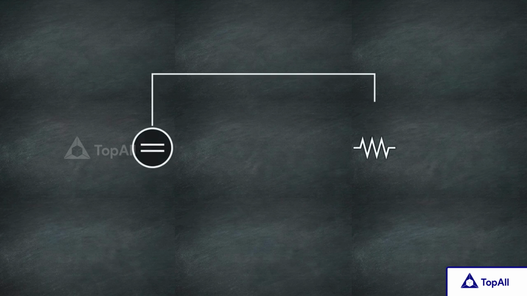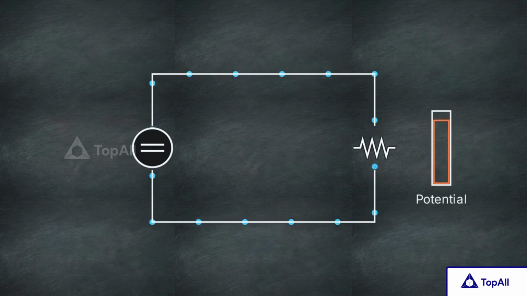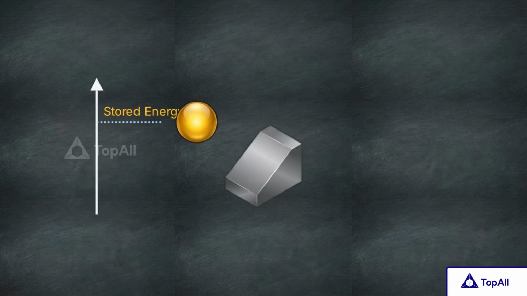This schematic shows the scientific model we use to track that energy flow, a simple closed circuit with a power source driving current through a single resistor. As charges move through the circuit, their electrical potential drops from a higher state to a lower state. Potential energy is simply the stored energy a particle has based on its position in an electric field.